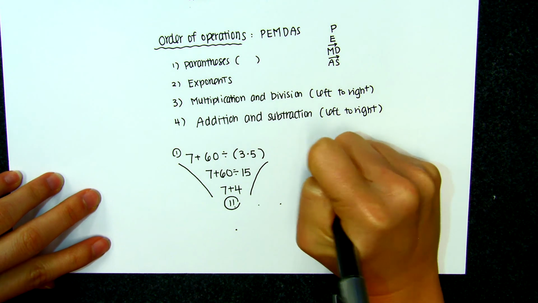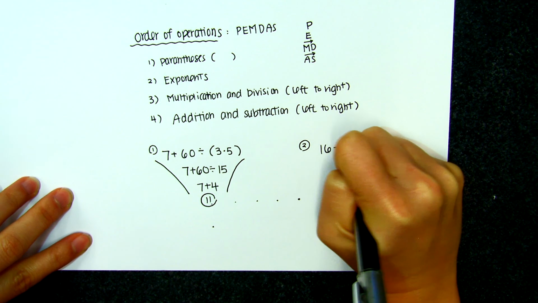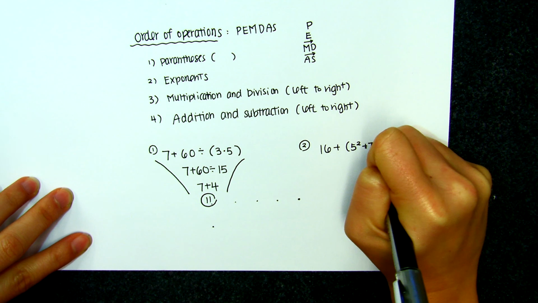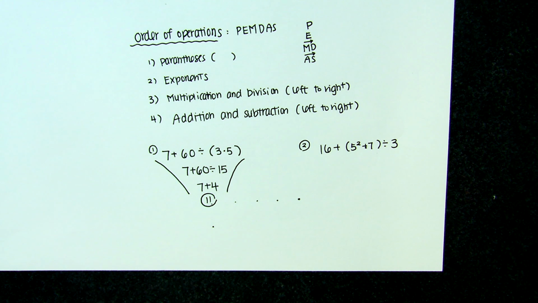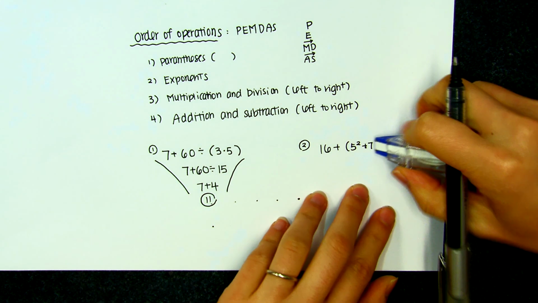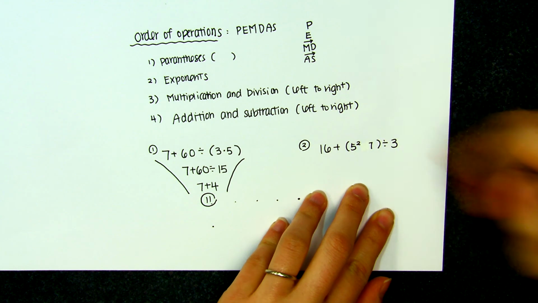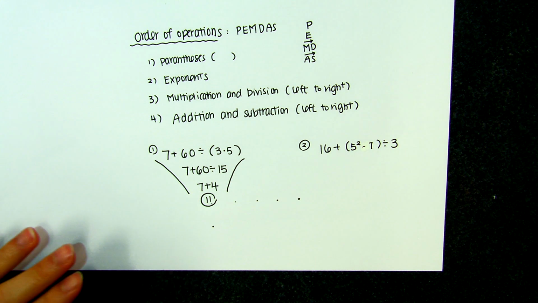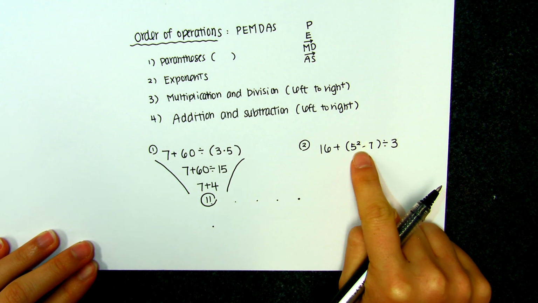Let's do another one. Number 2: 16 plus parentheses 5 squared plus 7, divided by 3. Instead of plus 7, actually, I made a mistake. Let's change that plus to a minus. So it's going to be 5 squared minus 7. According to this, I have to do parentheses first. But looking at the parentheses, I see 5 squared minus 7. So now you have to do order of operations inside the parentheses.